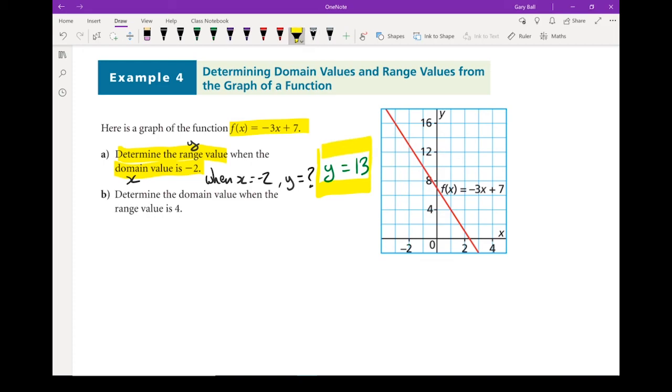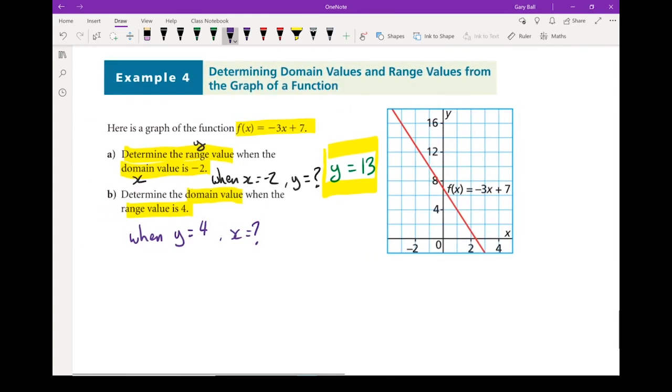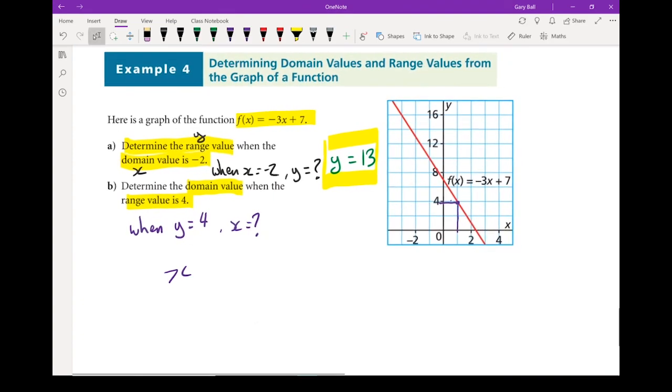Next question. Similar, but different. What's the domain value when the range value is 4? So that's like saying, when y equals 4, x equals what? Okay, so let's look for the y equals 4. So I'm going on the y-axis here. There's 4, I'm going to go across. There's my graph, go down there. And I end up with x equals 1. So when my range value is 4, my domain value equals 1.